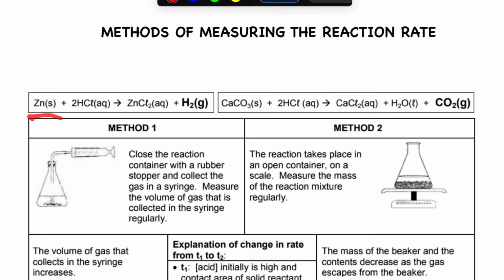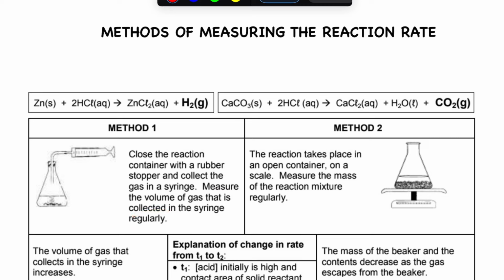Method 1, we have zinc and hydrochloric acid in a reactor, and there's a hydrogen gas that is produced. Now in this method, guys, we are using the conical flask with a stopper and a pipe that connects to a graduated syringe, and then there's zinc and the hydrochloric acid there. It says close the reaction container with a rubber stopper and collect the gases in a syringe and measure the volume of gas collected in the syringe regularly.